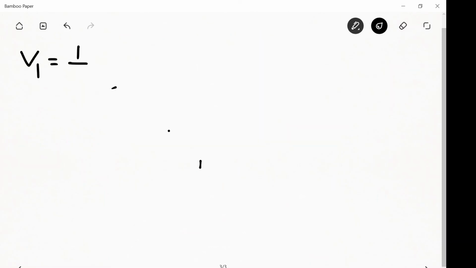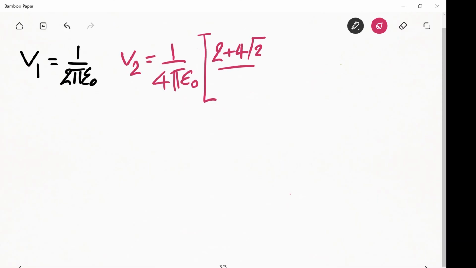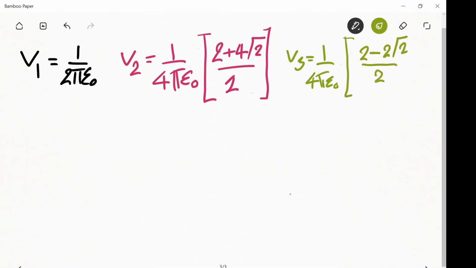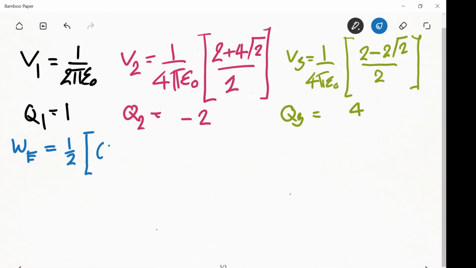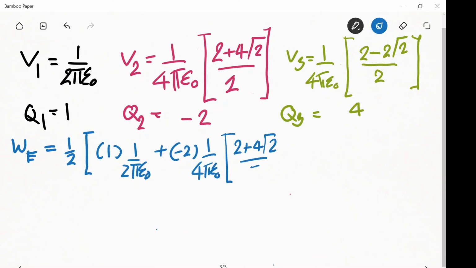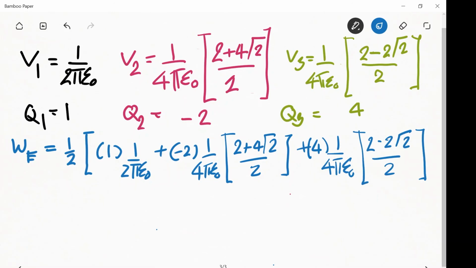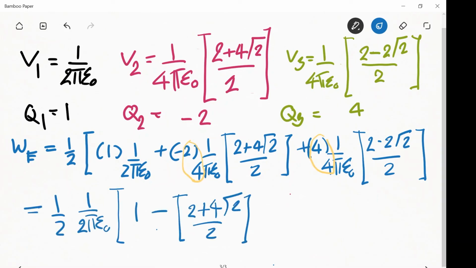Now we have V1, V2 and V3. Q1 equals 1 coulomb, Q2 is minus 2 coulomb, Q3 is 4 coulomb. This is the equation for energy. So we have V1 Q1, V2 Q2, V3 Q3. So we will get this result.